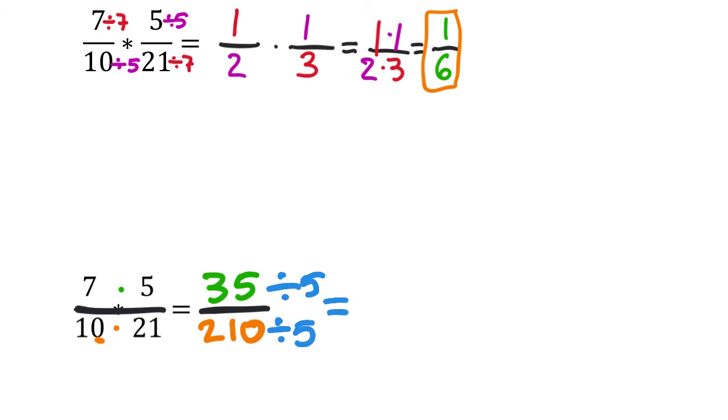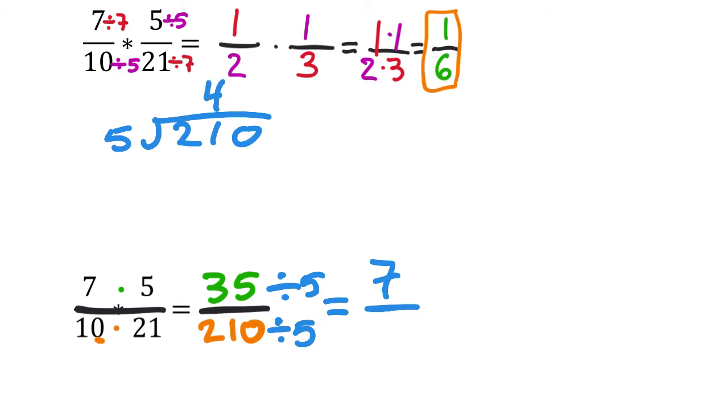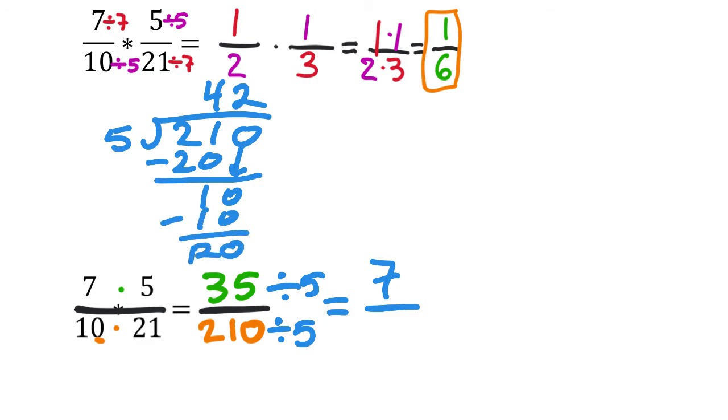So 35 divided by 5, that would be 7 in the numerator. And then the denominator, 210 divided by 5. Let's find out what that is. Since we're not able to use calculators, I'll use long division. 5 won't go into 2, but it will go into 21 4 times. 4 times 5 is 20. Subtract that, we got 1 left over. Drop the 0 to make that 10. 5 goes into 10 2 times. 2 times 5 is 10. Yep, you got 0 remaining, which is what we should have. So 210 divided by 5 ends up being 42.